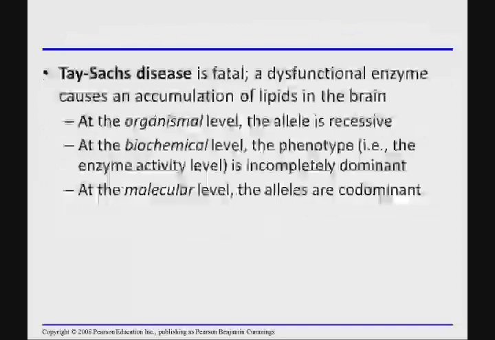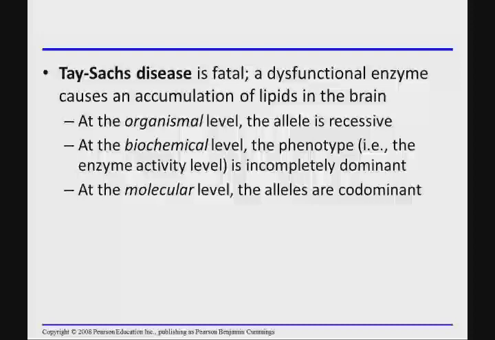And we'll use Tay-Sachs disease as an example of this. It's a fatal disease. The mutation is a dysfunctional enzyme that causes accumulation of lipids in the brain. So on an organismal level, the allele is recessive. I.e., you would not develop visible signs of this disease on an organismal level if you're a heterozygote, because the healthy version of the gene is going to dominate, right? So the diseased gene would be recessive.